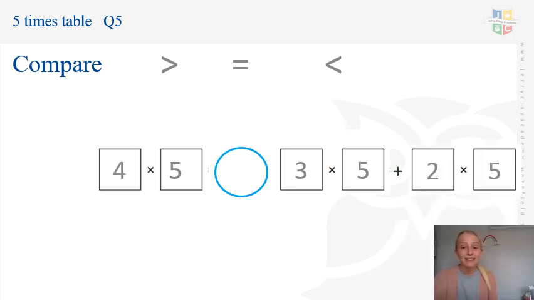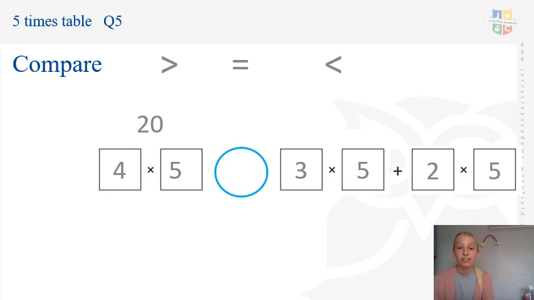Okay, so now we've got a little bit more of a challenging comparing of a number sentence. So first things first, we're going to just carry on and work out the first side of the inequality number sentence. So 4 times 5 is nice and easy to work out. So 4 lots of 5, 5, 10, 15, 20, and we always pop our 20 on top so that we don't have to hold it in our head.